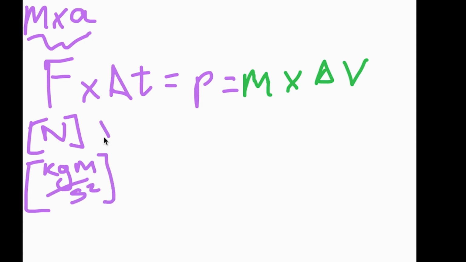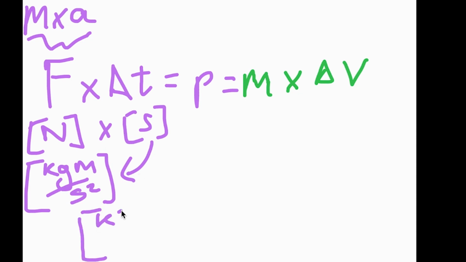Time, or change in time, is measured in seconds, and so if we multiply that by the SI units, then what we'll find is that we get kilograms meters divided by seconds. No longer seconds squared, because now when you do the force with the time, it gives you the SI units for momentum, which is kilograms meters divided by seconds.